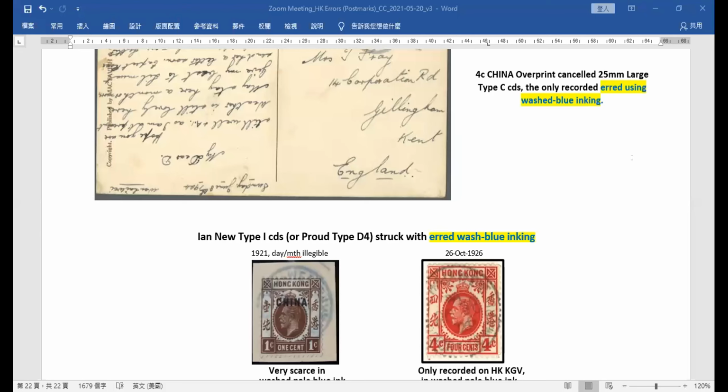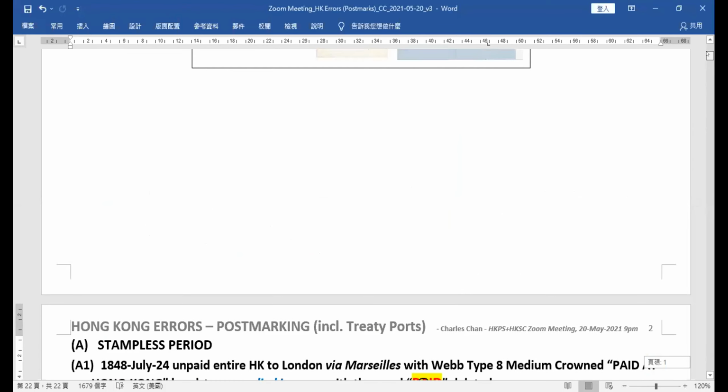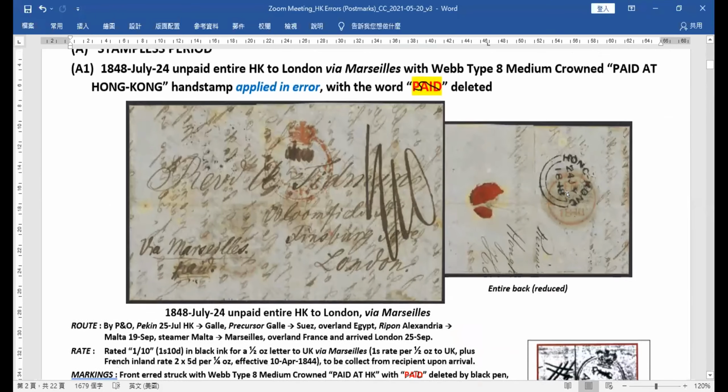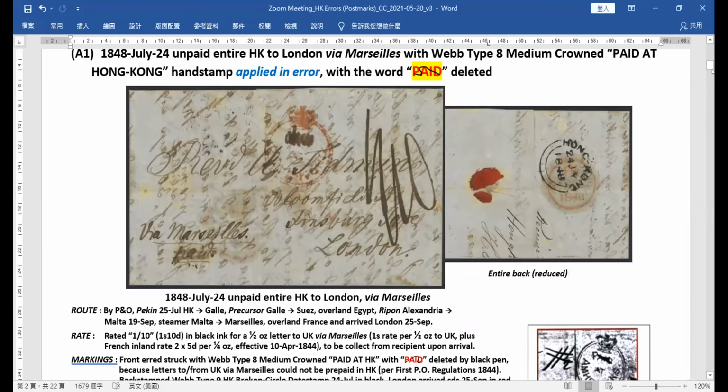Charles, could you go back to that first one again, just very quickly? I've got my Bible in front of me. Yes, let me do that again. Sorry, hold on. The first one. Okay, went by the Ripon. This one? Yeah, it has a London arrival 25th of September.